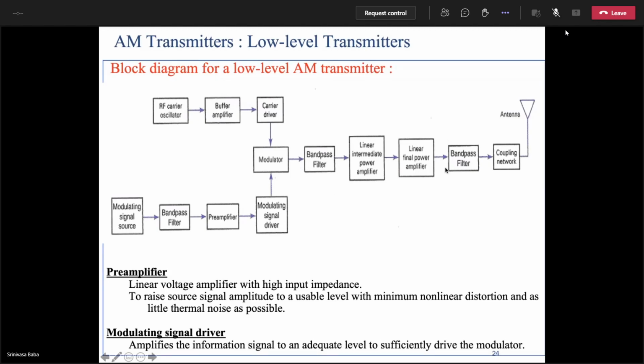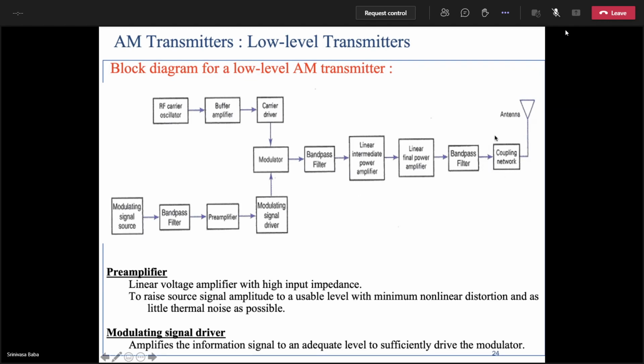And again, after modulation, we are once again limiting the signal to the desired range of frequencies, FC minus FM to FC plus FM, a band of frequencies. The reason for doing so is that if any noise is added because of these power amplifiers, that noise can be eliminated, and only the interesting portion of the signal, FC minus FM to FC plus FM, will be transmitted. Then we have a coupling network.